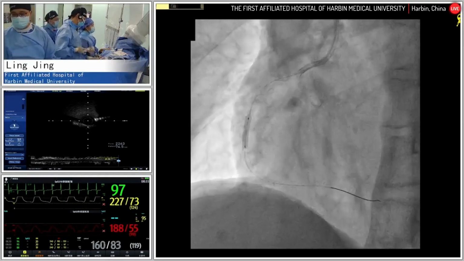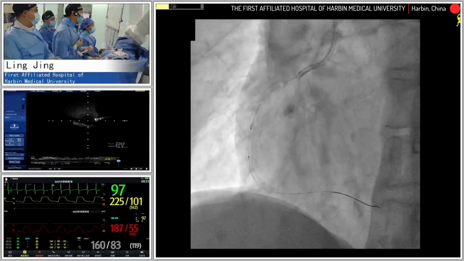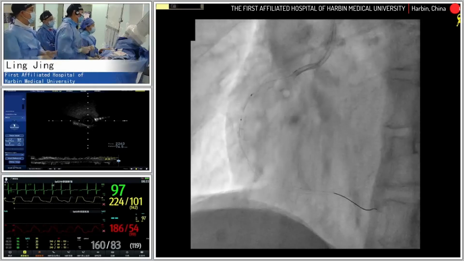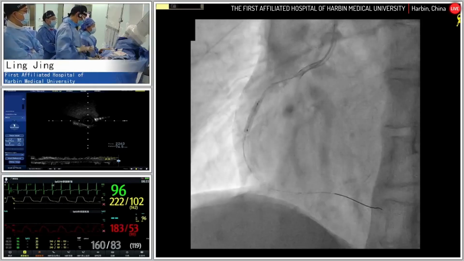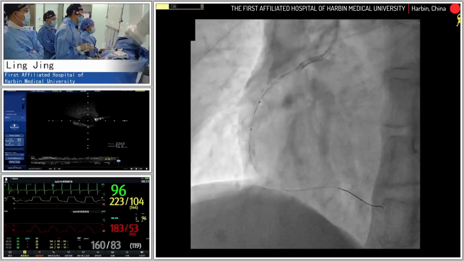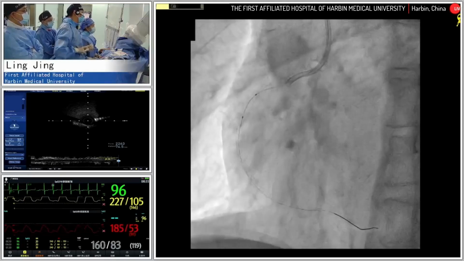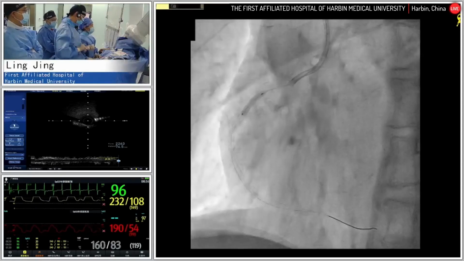16, 16, 18. Okay. 18, 20, 22. 22. Deflation. And the primary manuscript indicated that full revascularization, like this one, is a good promise for the prognosis.